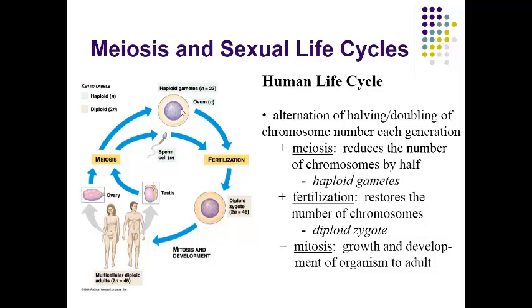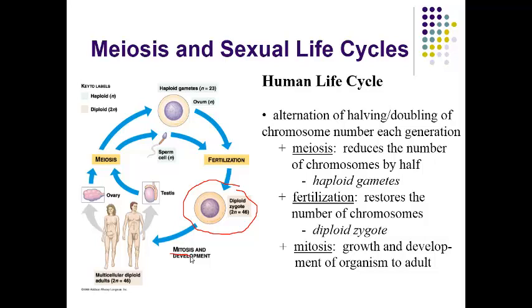The sperm is going to fertilize the egg, which is going to double the chromosome number, creating a diploid zygote. That diploid zygote is then going to grow through mitosis into another multicellular diploid adult. Meiosis cuts the chromosome number in half. The process of mitosis is the process by which organisms grow, and the chromosome number is going to remain the same.